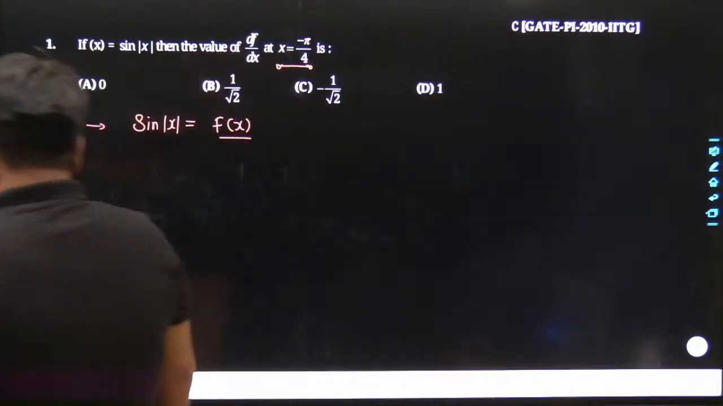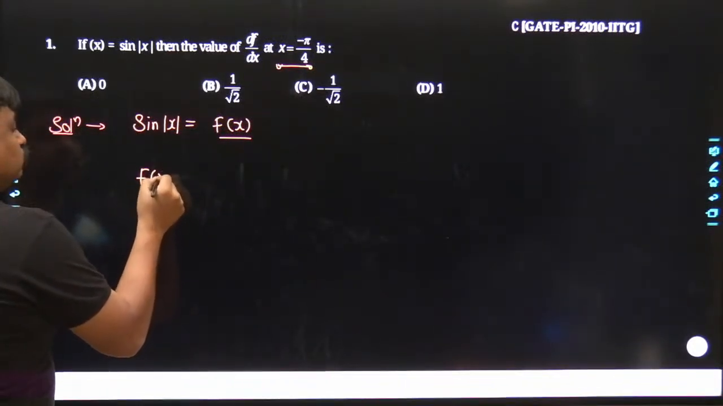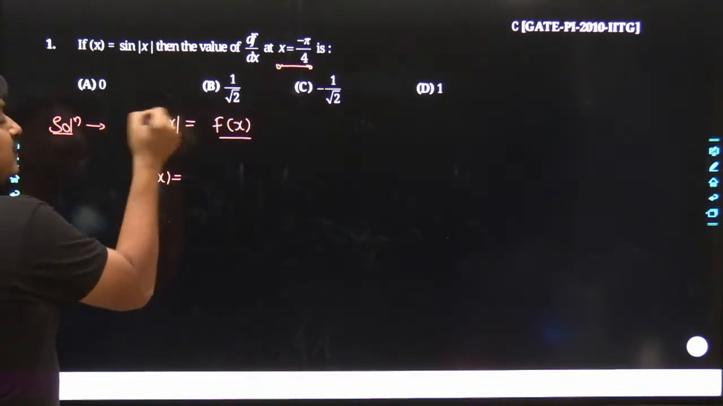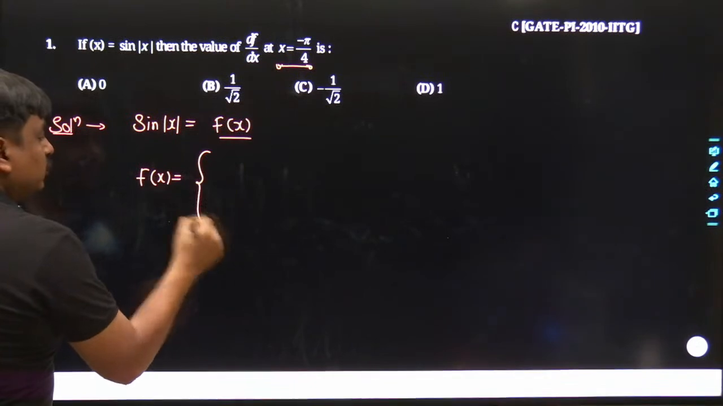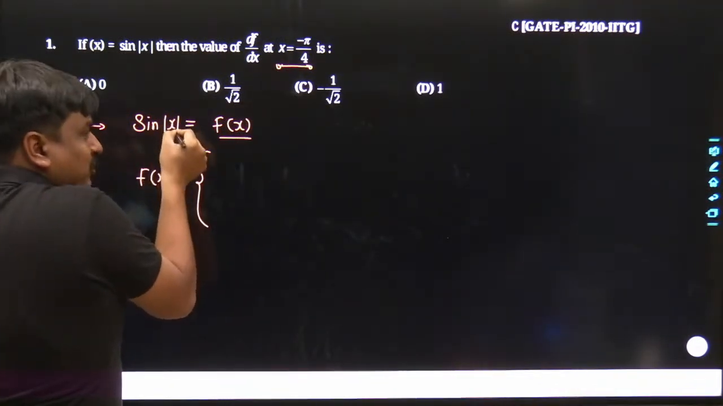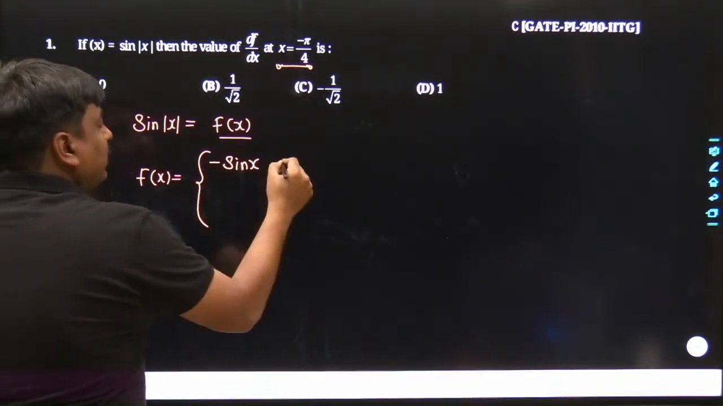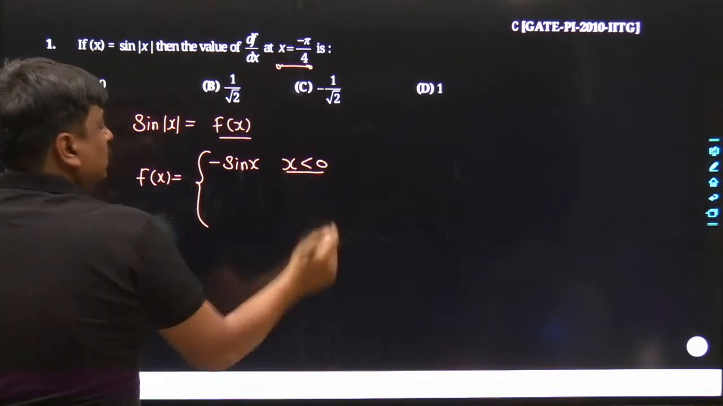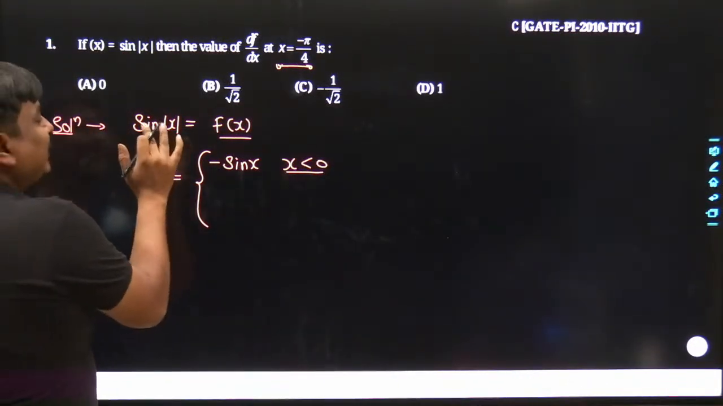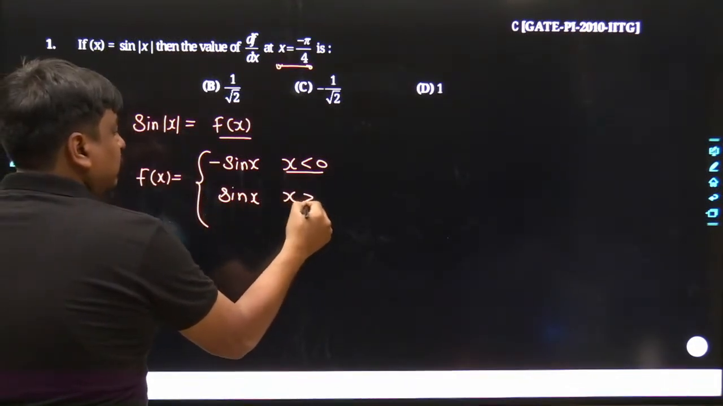So obviously, what would be my approach? I would try to remove this modulus function and write the function in piecewise form. So f of x could be written as sine of minus x, where sine of minus theta becomes minus sine theta, so it becomes minus sine of x when x is less than 0. Similarly, when x is positive, mod of x is x itself, so it is sine of x for x greater than 0.